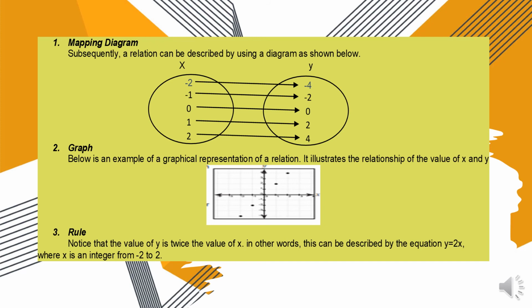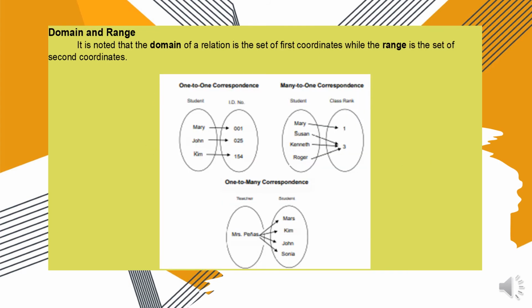And for the last one, we have the rule. Notice in the table that the value of y is twice the value of x. In other words, this can be described by the equation y = 2x, where x is an integer from -2 to 2. So here is the domain and range. It is noted that the domain of a relation is the set of first coordinates, while the range is the set of second coordinates. So we have one-to-one correspondence, many-to-one, and one-to-many.